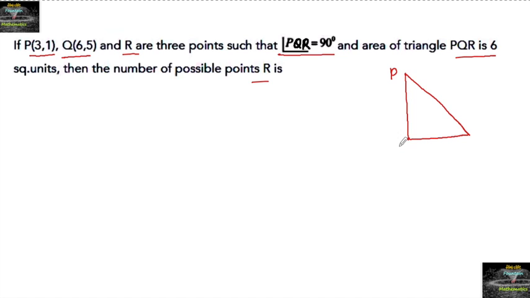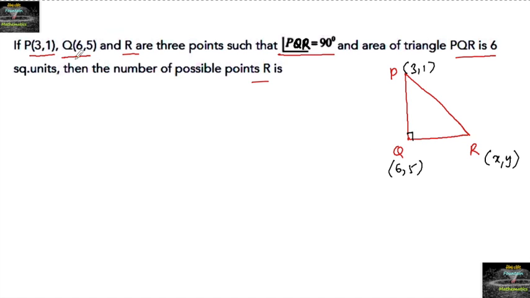Let's take the points P, Q, R. P is the point (3, 1), Q is (6, 5), and let us consider R as (x, y), such that angle PQR is 90 degrees and the area of triangle PQR is 6 square units.